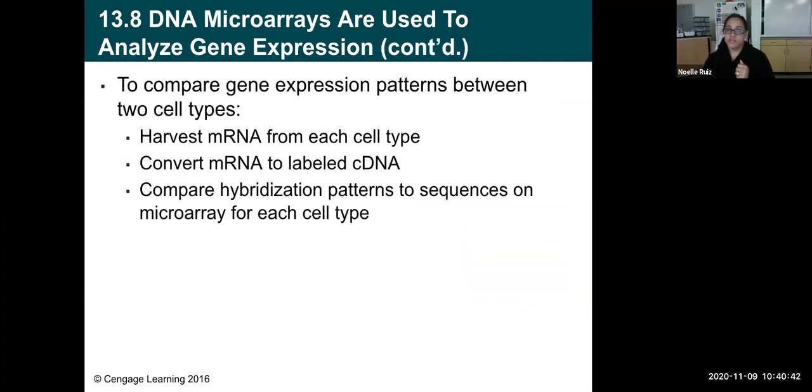To compare gene expression patterns between 2 cell types, they have to harvest mRNA from each cell type. They have to convert mRNA to a labeled cDNA, this is putting like a little tag on it, and compare hybridization patterns to sequences on a microarray for each cell type. Like I said, you'll have a different one from your brain cells than you will for your hair cells, than you will for your heart cells. And different patterns will pop up on these DNA microarrays.